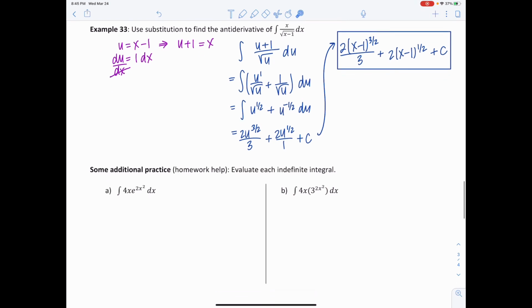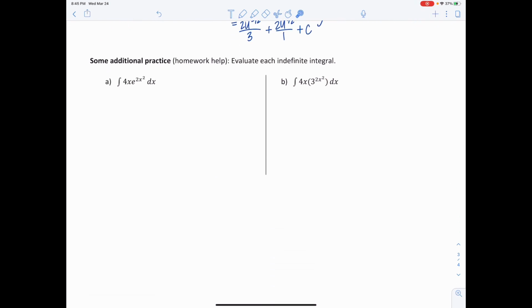All right, this last section is just some additional examples that are included in homework that we haven't seen in notes, in particular exponential functions. So here we have e to the something. So we do know how to find the integral of e to the x. Take a second, think about what it is.